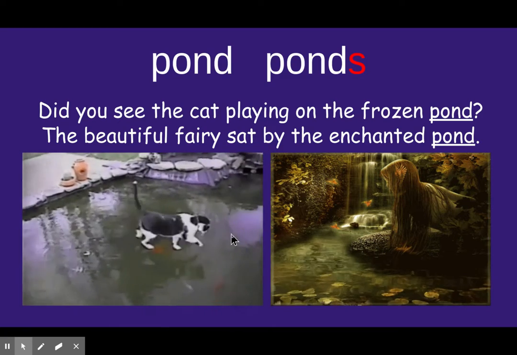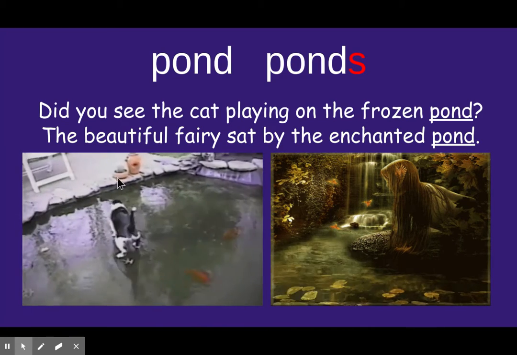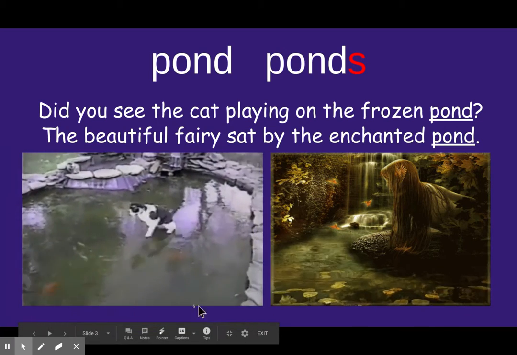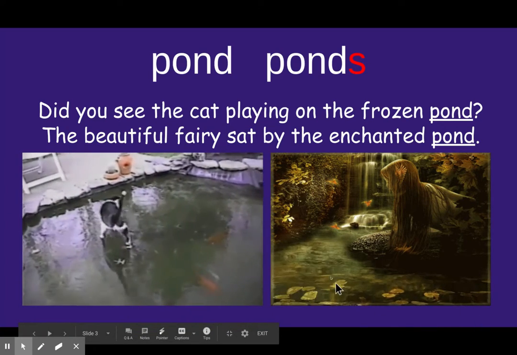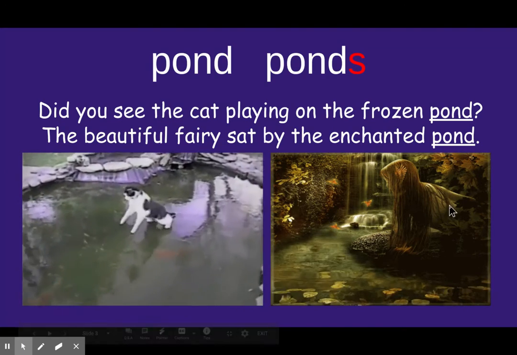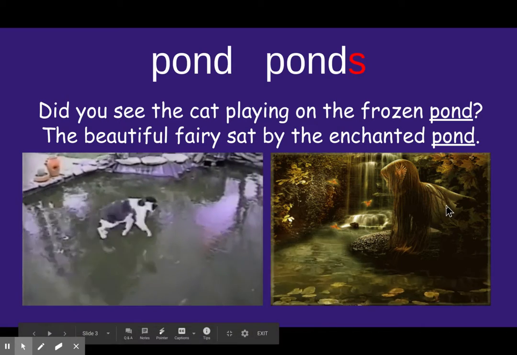And remember, a pond is smaller than a lake, and it usually has land or rock or something all the way around it. So this is a very small pond, and so is this one. And you see a waterfall going into the pond, and then the pond is around, and it would be all round behind her.